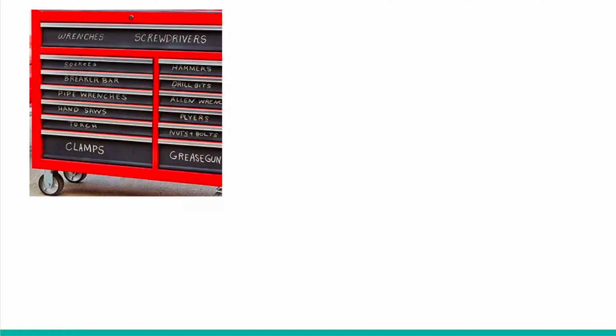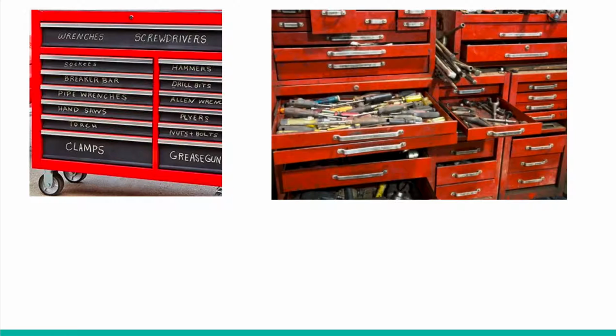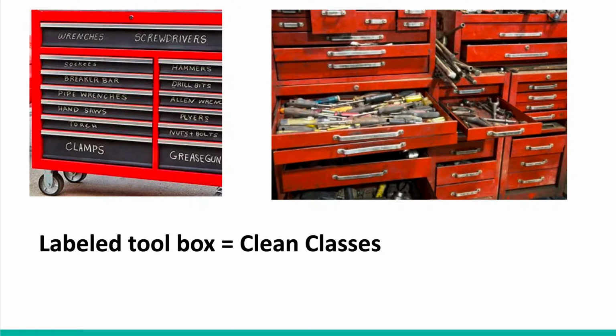A clean class is same as this toolbox on the left, which is labeled, which is organized, versus the toolbox on the right, which is all over the place. There are certain boxes which have a lot of tools and you don't know which tools are in which boxes. But on the left we see boxes that are labeled, that are unique, that's easy to understand, smaller in functionality, and distributed load. So clean classes is same as labeled toolbox on the left.